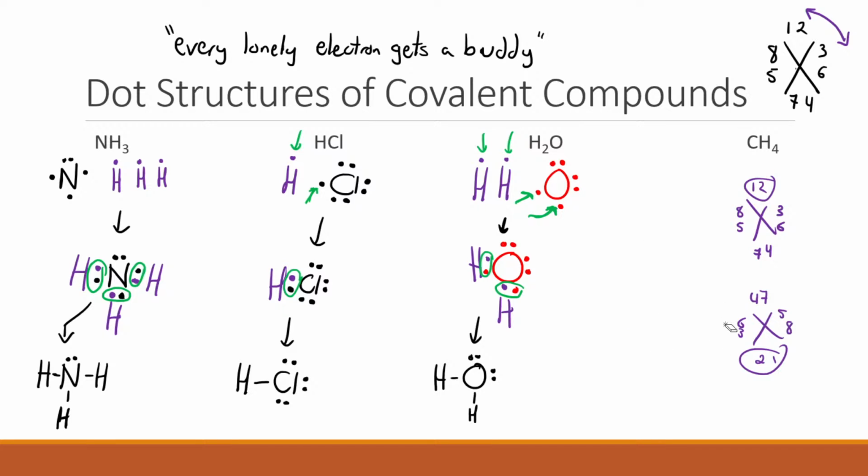Now, if we come to our last example here, we see CH4. And when we come along to draw CH4, we have 4 hydrogens, each with 1 valence electron. Then we have a carbon.